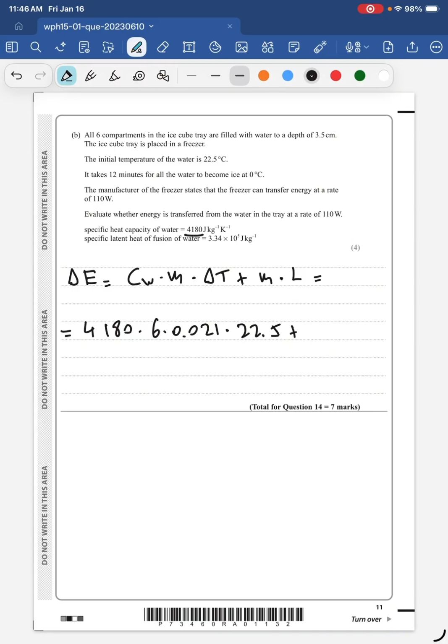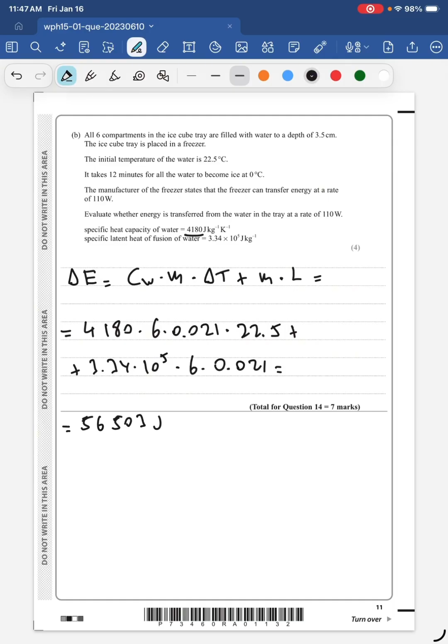Okay, and then we need to multiply the latent heat of fusion, 3.34 times 10 to the 5, times 6 times 0.021 like before. And hence we see that we need 56,503 joules.